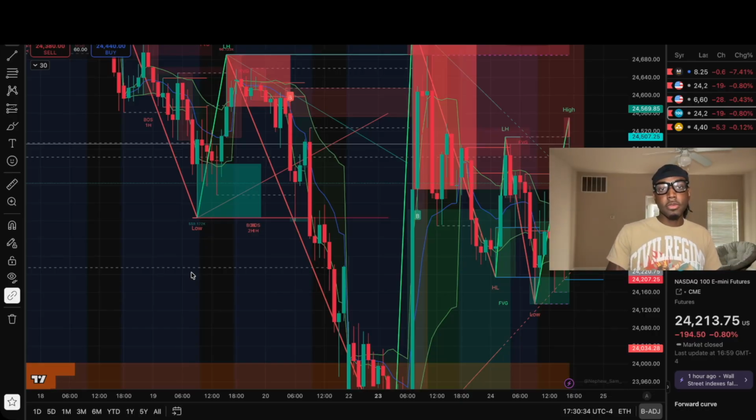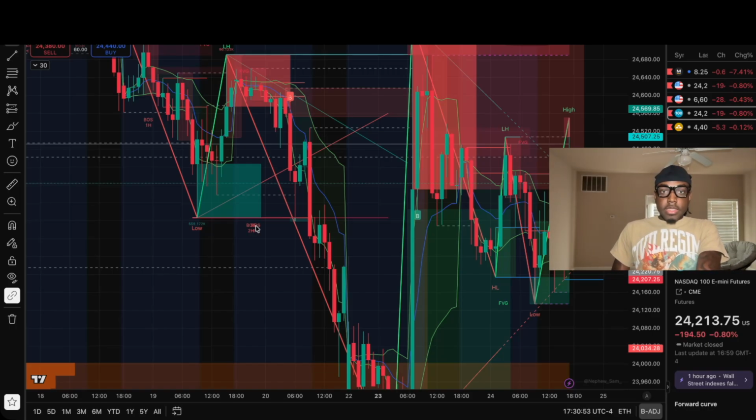Y'all are probably looking at this like, why do I have all these indicators on here? I only use some of these indicators. A lot of them have been on here since I first started trading in the very beginning. So a lot of them are on here, but I don't really use many of them. I only use a couple of them, and I'm gonna go over that in another video.